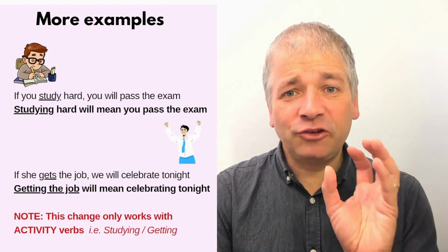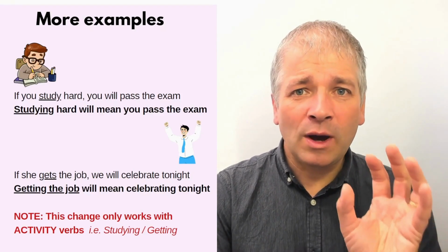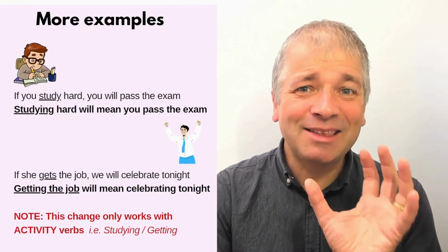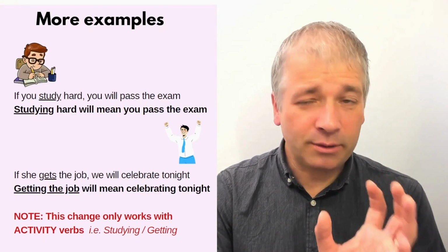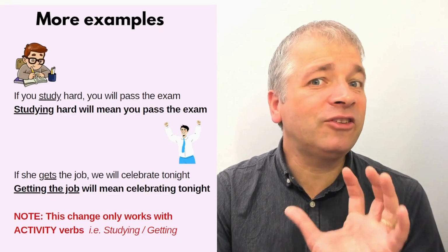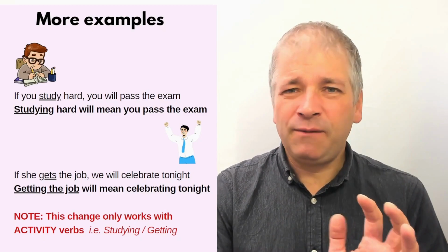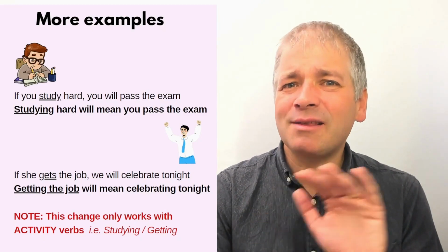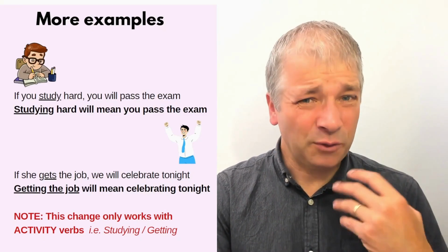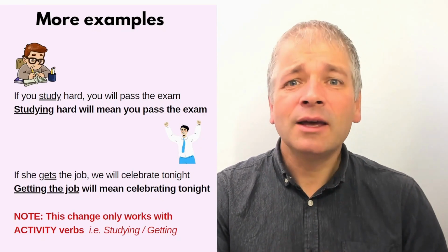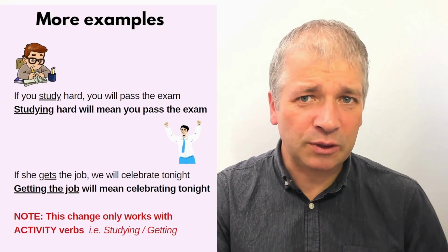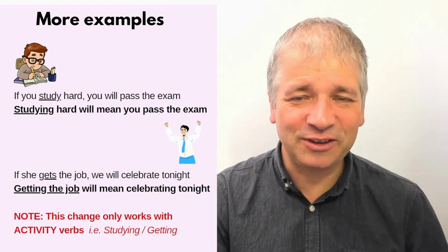Now, this change tends to work where the verb is expressing an activity. So studying and getting are both activity verbs. If the verb is being used in a state sense, so for description, then it's perhaps best not to use this change. But it's good if you have activity verbs.